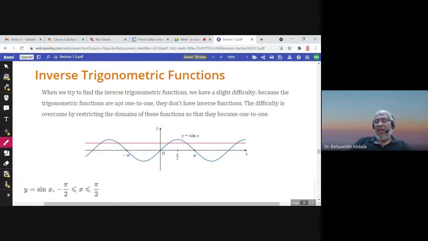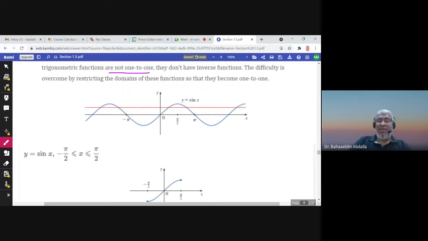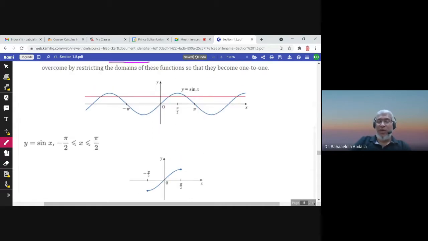Let us define the inverse trigonometric functions. Well, the trigonometric functions are not one-to-one in general. For example, this is the graph of sine. It doesn't pass the horizontal line test, so it's not one-to-one. So we will not be able to define an inverse of sine x unless we restrict sine x on a specific domain.